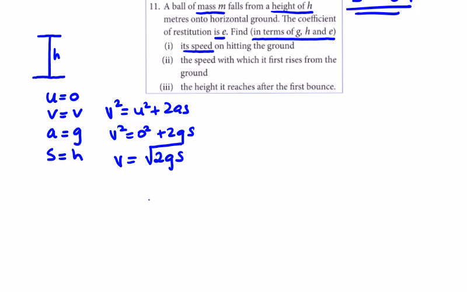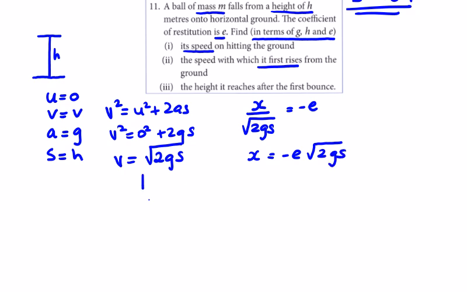The speed with which it first rises: this is where the coefficient of restitution comes in, so the new speed over the old speed, the square root of 2gs, is equal to minus e. So the new speed is equal to minus e times the square root of 2gs. This one is going to be a minus because it's coming straight down. So we get the speed is equal to e times the square root of 2gs, to be more accurate.